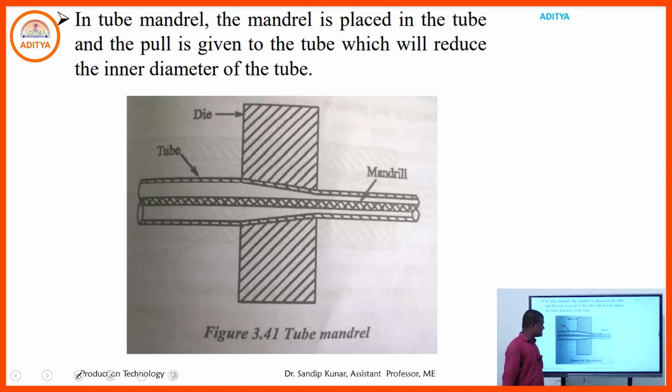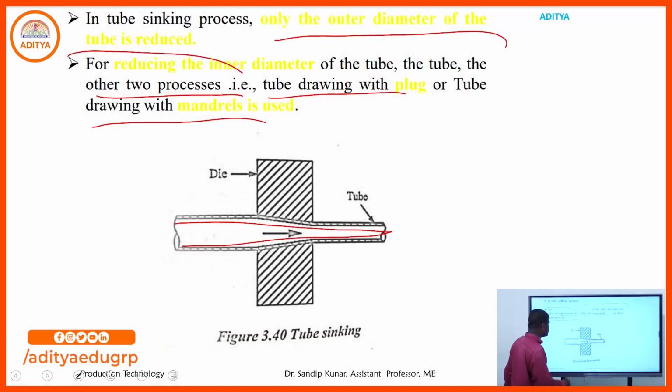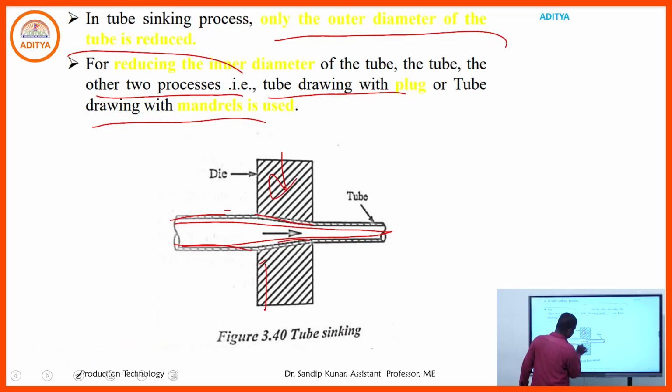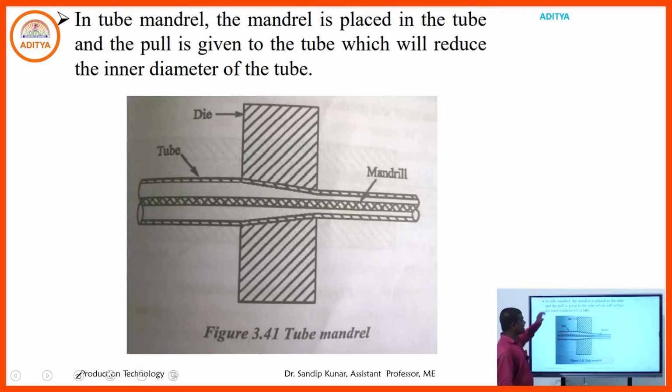In the mandrel process, here is the die and the hollow tube that passes through the die, and the outer diameter of the tube is reduced. The mandrel is placed inside the tube and a pull is given to the tube, which reduces the inner diameter. That is the mandrel, that is the tube and that is the die. When it passes through, the inner diameter of the tube is reduced.